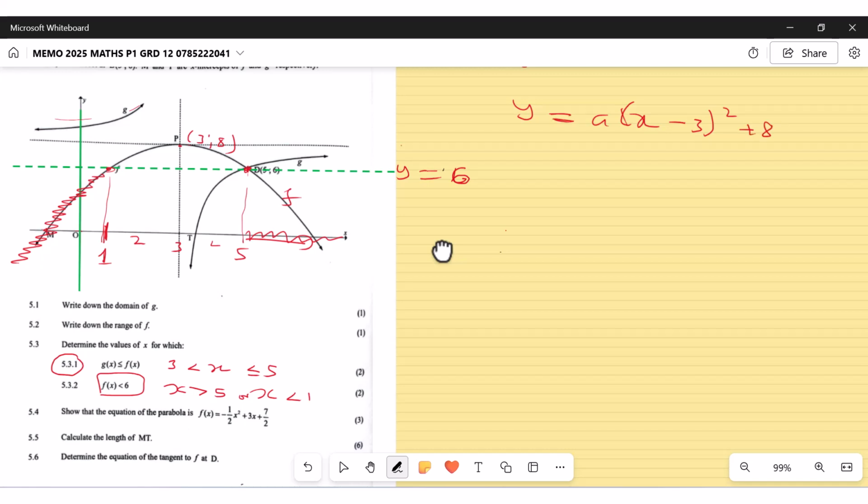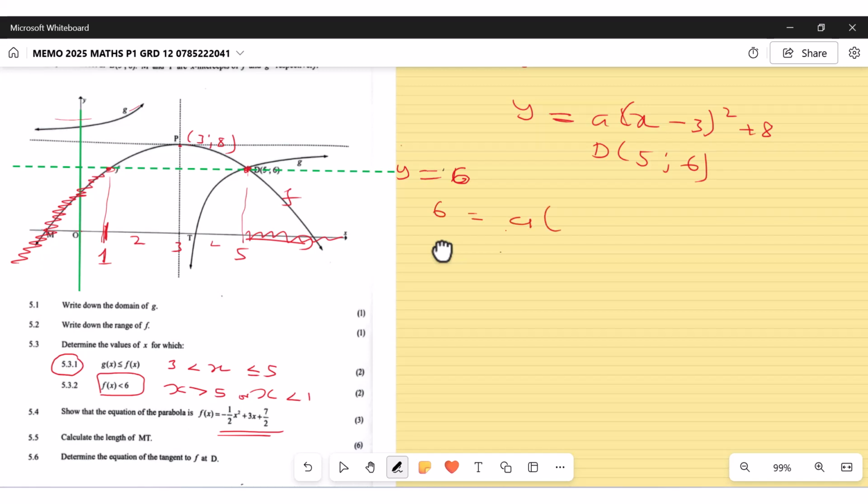Looking for this a here. What about x? X is 5. So this is 5 minus 3 squared, then plus 8. Okay, so here now 6 minus 8, I'm going to get negative 2.